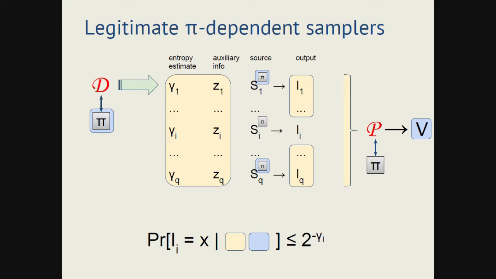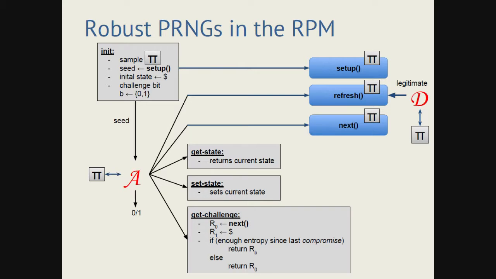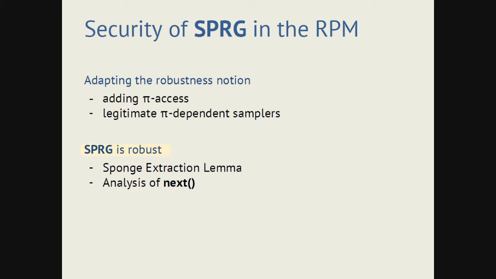let's take a look at this I_i, the probability that this I_i takes a fixed value x conditioned on all the yellow highlighted values and on the view of the predictor and on the query response pairs to the permutation pi of all the other sources and of the actual distribution sampler D. This probability has to be upper bounded by the entropy estimate gamma. So this is the condition that we require from the distribution sampler to call it legitimate in an environment where it can depend on a permutation pi. And this is what we require here in the definition of robustness from D. Okay, so this is how we adapt the robustness notion into the random permutation model.